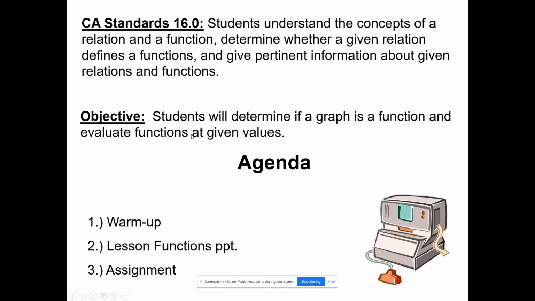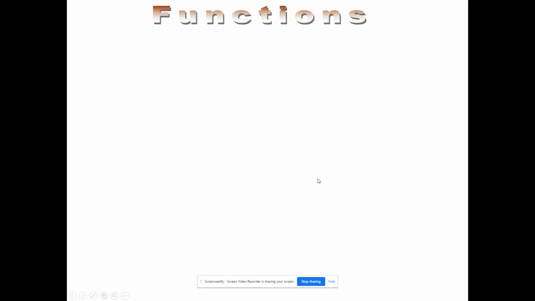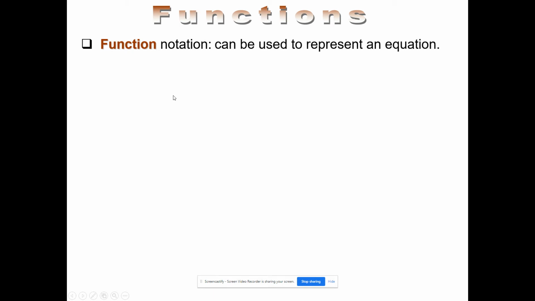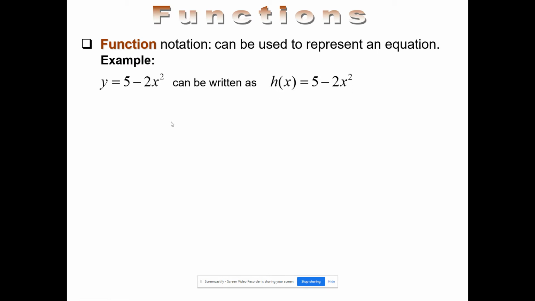Okay, so today's lesson is functions, and you will determine if a graph is a function and also evaluate functions at given values. Okay, so the first thing is function notation. So we've already looked at linear and quadratic functions, and we've already done this where we know that the y can be replaced by f of x, or if we don't like f of x, we can make it g of x. If we don't like g of x, we can make it h of x. Okay, but the most common one, of course, is f of x, so I'm going to leave it as f of x.